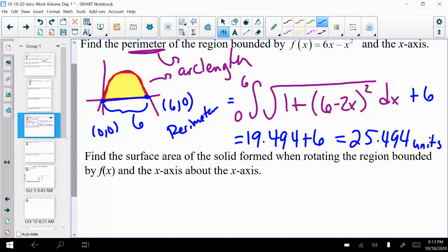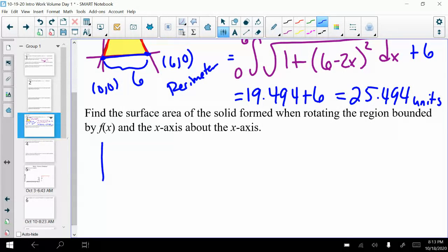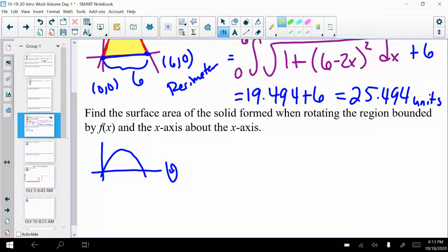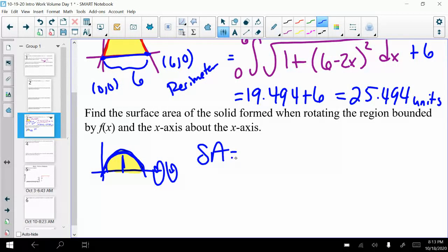Now we're in surface area and we're taking that same region and we're going around the x-axis. So I always think it's good for us to think about our picture. This time we're going around the x-axis. It's this area in here that we're rotating. So my surface area is just going to be from this outside piece rotated around. Of course, remember for surface area, the surface area is the integral of 2 pi r times our arc length.